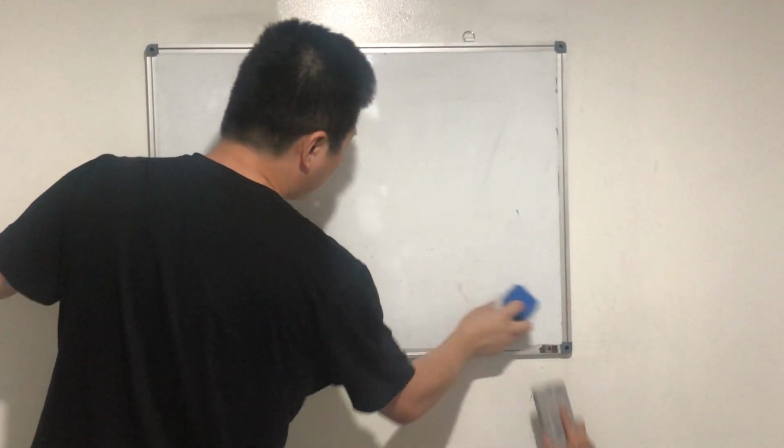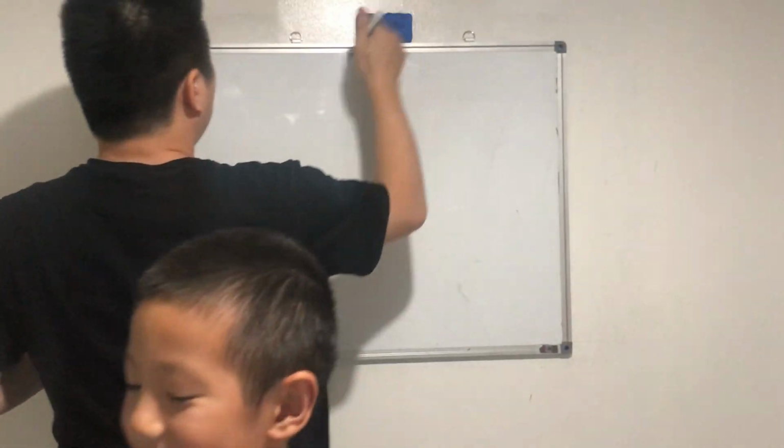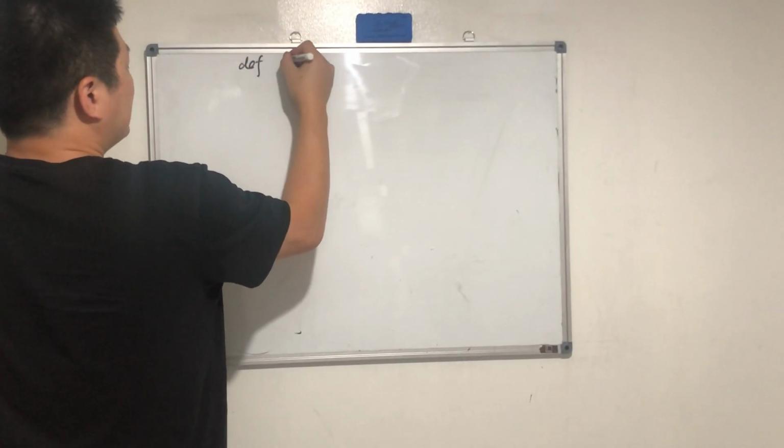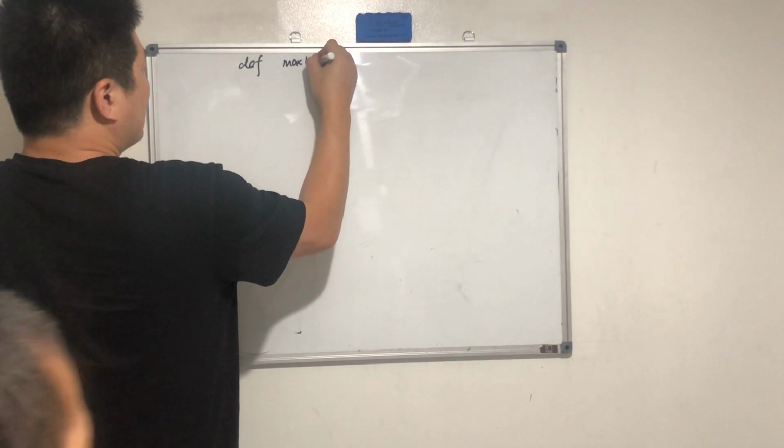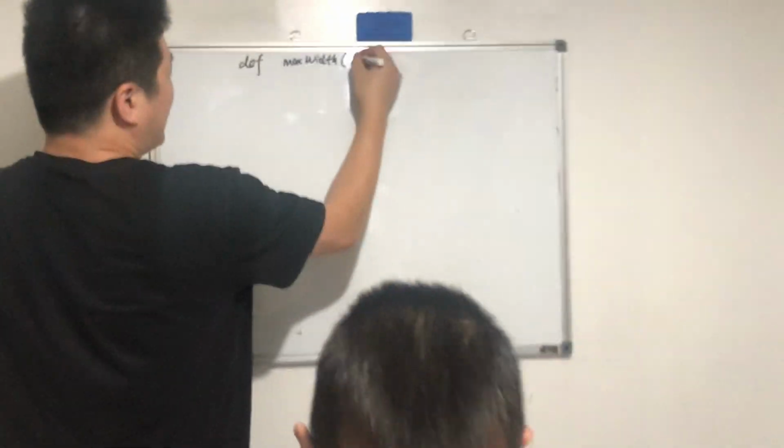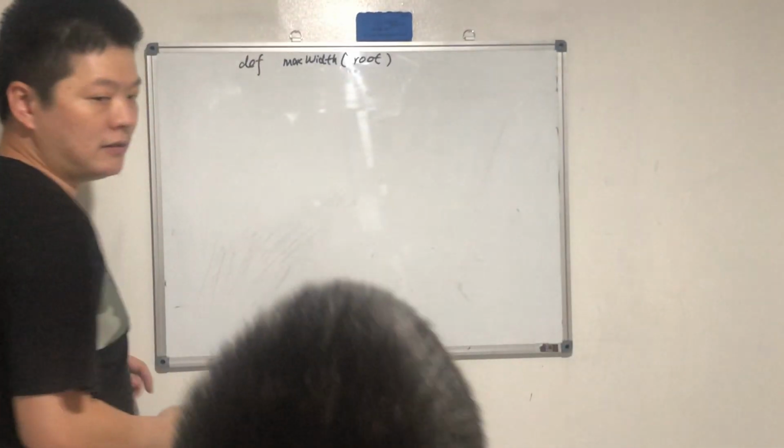Stand up, please. Then why didn't he define max width? Oh yeah. Max width, root, and value.